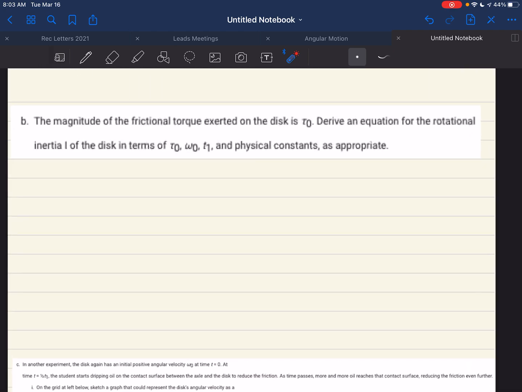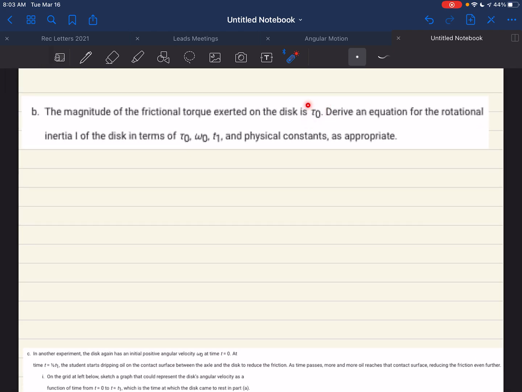All right, for the next part of this question, they give us a few values. They give us the magnitude of the torque from friction, so that's just like the absolute value of it. And they ask us to find an equation for the rotational inertia in terms of these given variables and any physical constants. So that's stuff like G, things that we know.